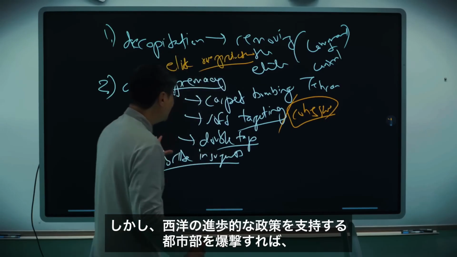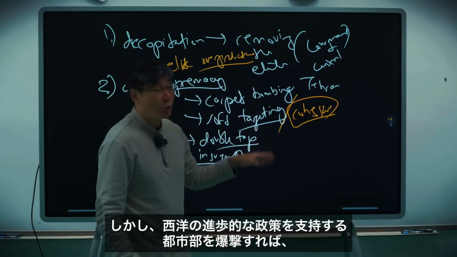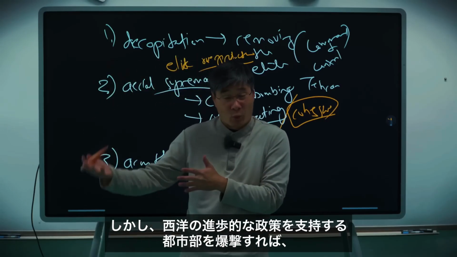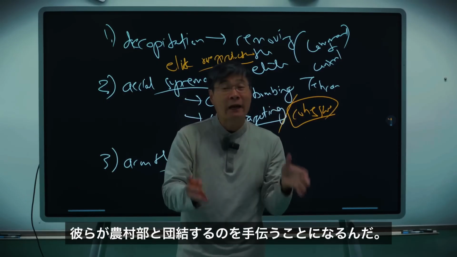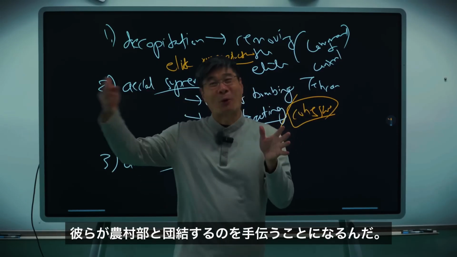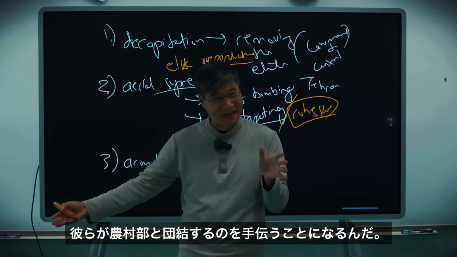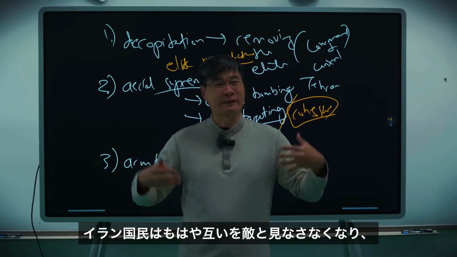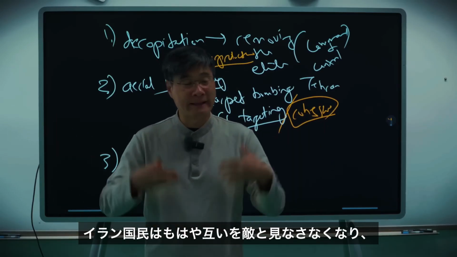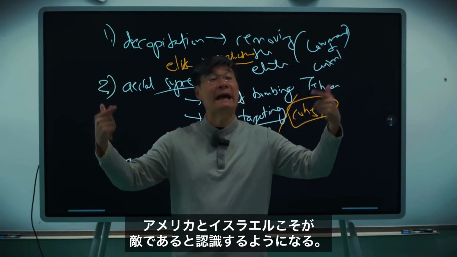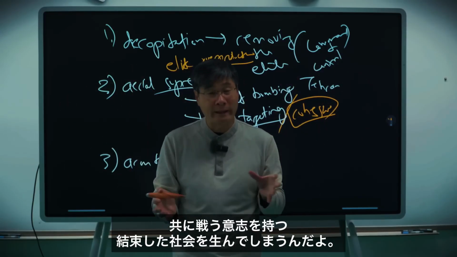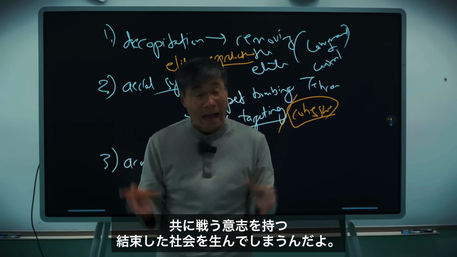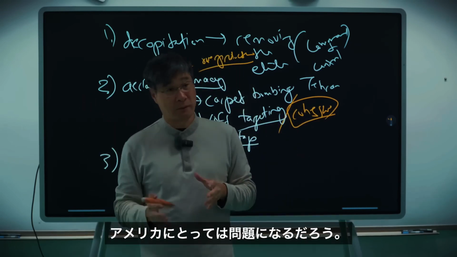But when you carpet bomb the cities, which are the main source of support for progressive Western policies, you make them united with the rural areas, okay? Does that make sense? The Iranian people no longer see each other as enemies, they see the Americans, the Israelis, as enemies. You create a much more cohesive society, who are willing to fight together. And that's a problem, okay?